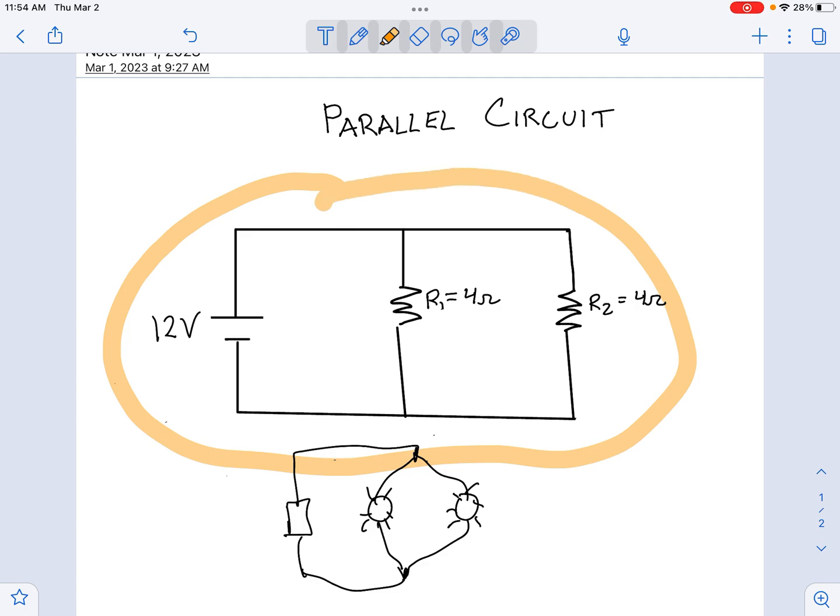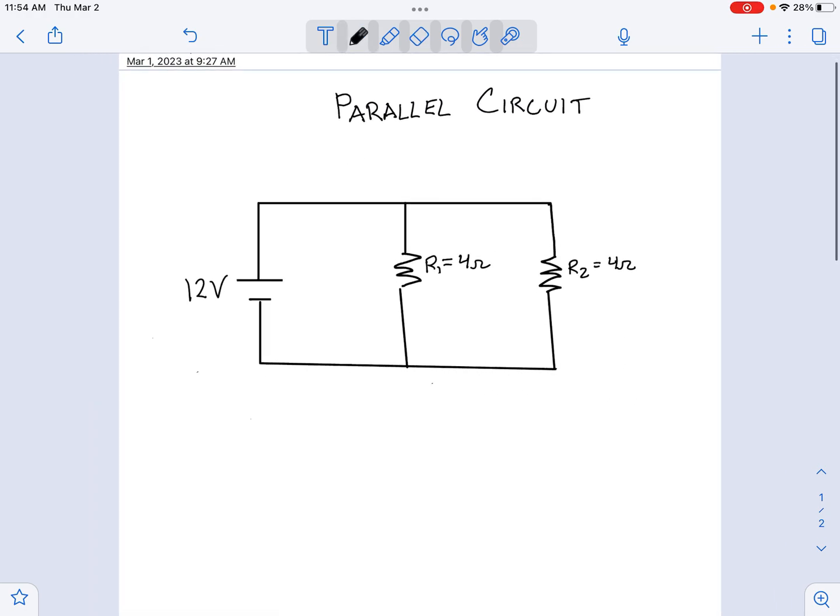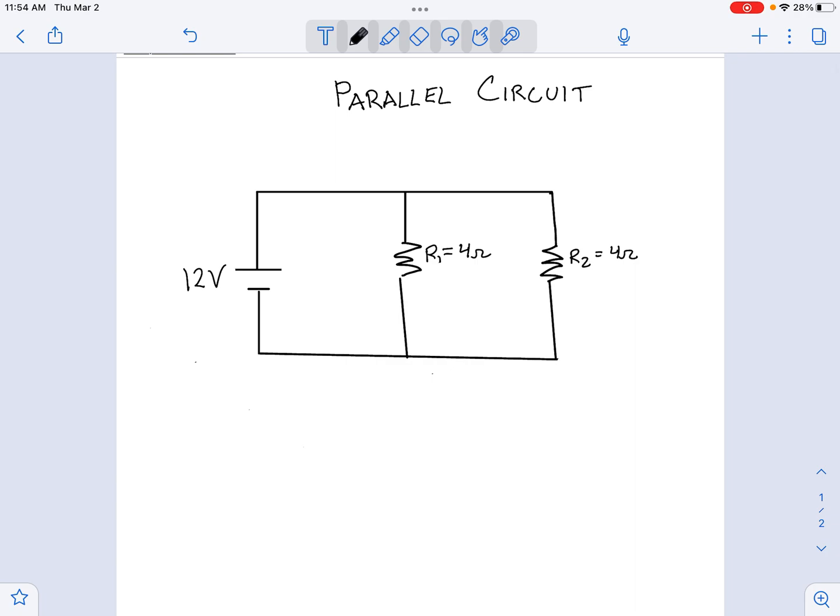Okay, so I've drawn a parallel circuit, and we're going to learn how to do calculations on it to find out how much current and voltage is going through the different resistors and what the total current and voltage is, just like we did in the series circuit. In a series circuit, current stays the same because there's only one path for the current to flow.